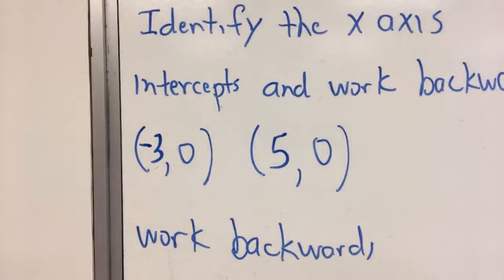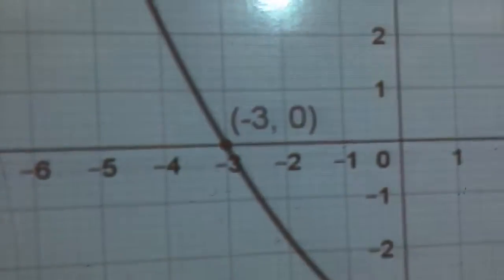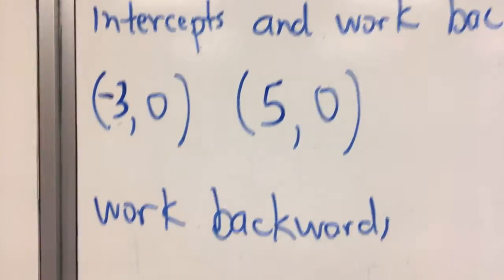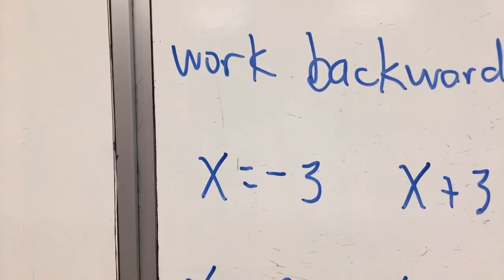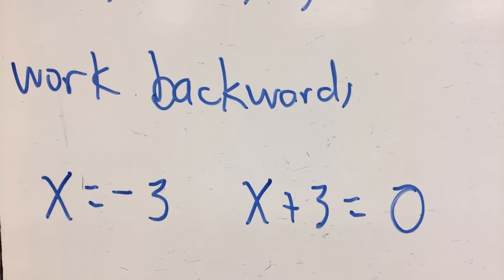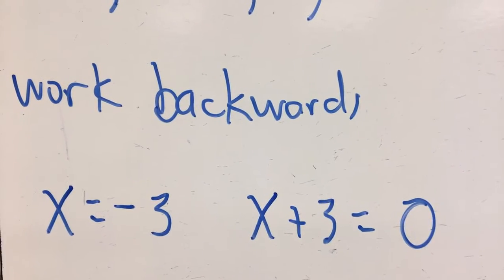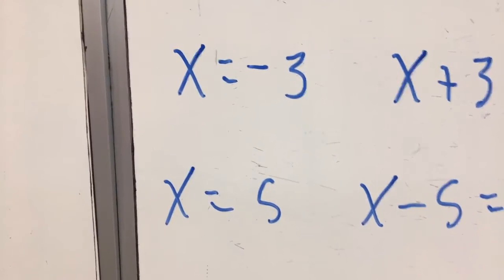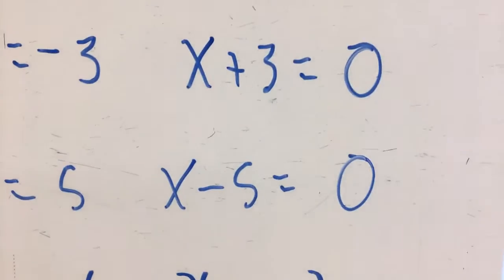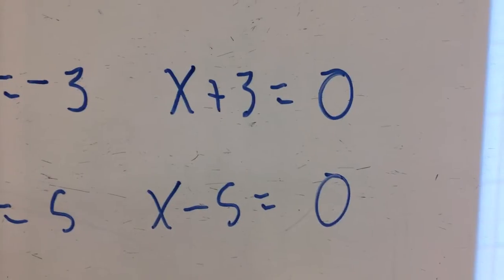Now the x-axis intercepts are at (-3, 0) and (5, 0). How did I figure that out? Because I looked at the graph. All right. Now, work backwards. This says that x is equal to -3. Now remember when you were solving these things, if you add a 3 to both sides, now you got x plus 3 is equal to 0, don't you? Well, that's one of the factors, x plus 3. x is equal to 5. Subtract 5, and you get x minus 5 is equal to 0. There's another factor. Those are 2 factors.